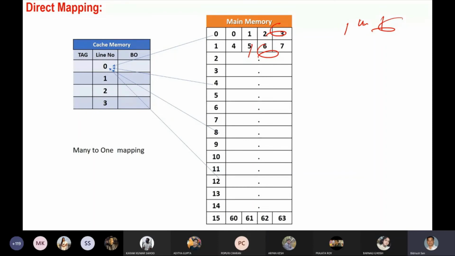Is this point clear or not clear? Tell me first. Yes, sir.